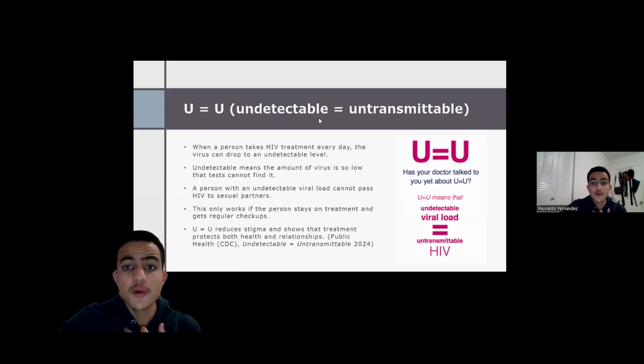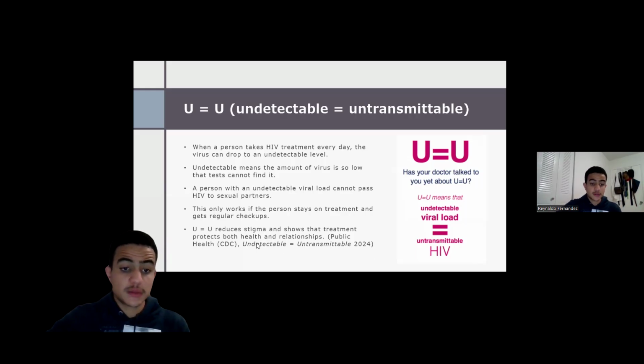U equals U. Undetectable equals untransmittable. When a person takes HIV treatment every day, the virus can drop to an undetectable level. Undetectable level means that the amount of the virus is so low in the blood that it's not possible to transmit it to somebody, even if you're having sexual intercourse without protection. A person with an undetectable viral load cannot pass HIV to sexual partners. And this only works if the person stays on treatment and gets regular checkups every now and then. And this reduces the stigma and shows that treatment protects both health and relationships between two people.